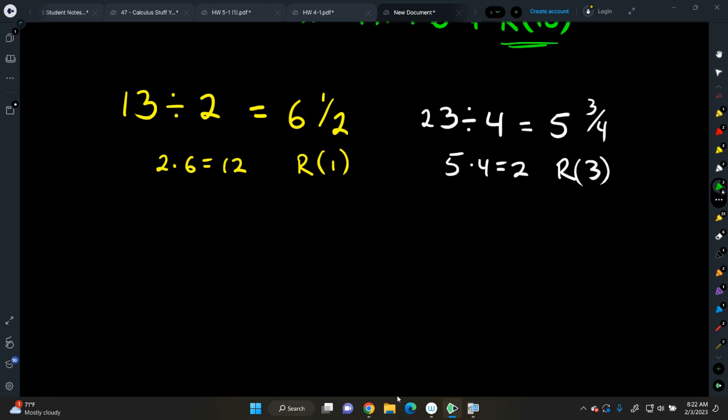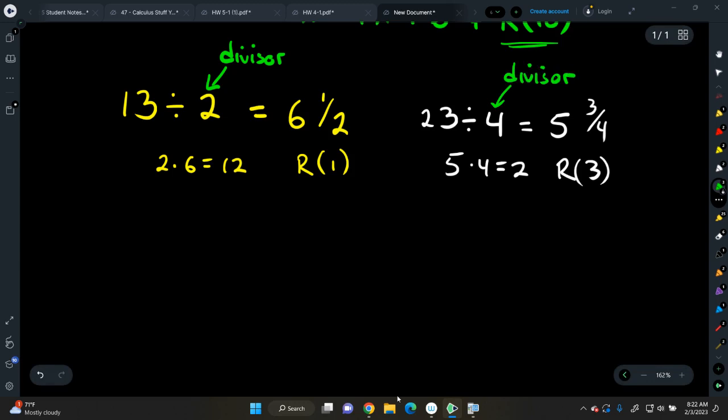Okay, this is called the divisor, right? I haven't been fussing over terminology because a lot of times that gets you confused, but now we really kind of have to have that term, right? That's called the divisor. The number we're dividing by is the divisor, okay? So let's look at another example.